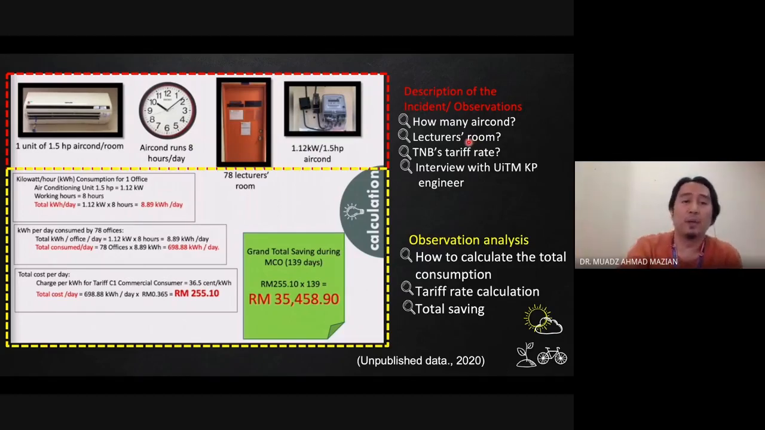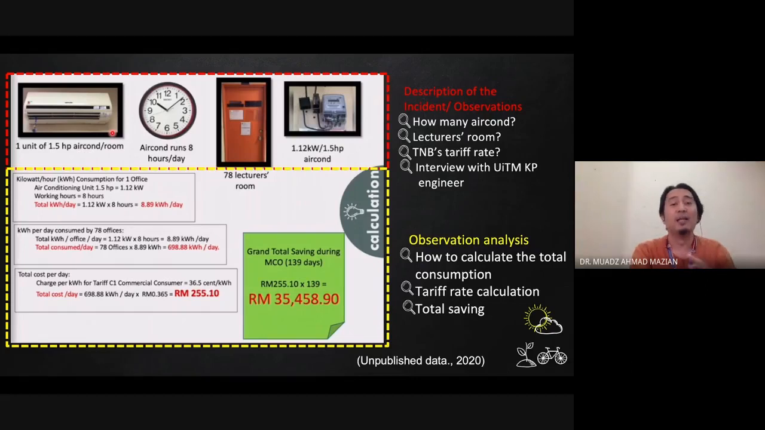I observe, okay, for example, pertama I observe aircon, all right, aircon in each lecture room. Okay, how many units we have? Okay, how about the aircon horsepower, 5 horsepower aircon per room. So how do I get this information? By observation and by interview. Siapa yang interview? Staff from infrastructure department.